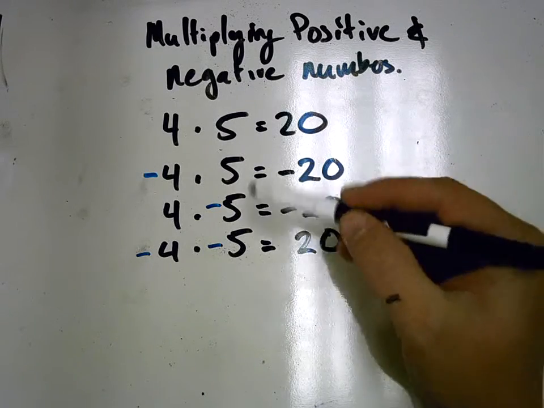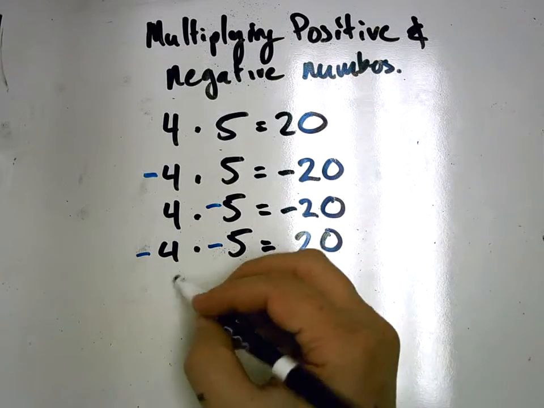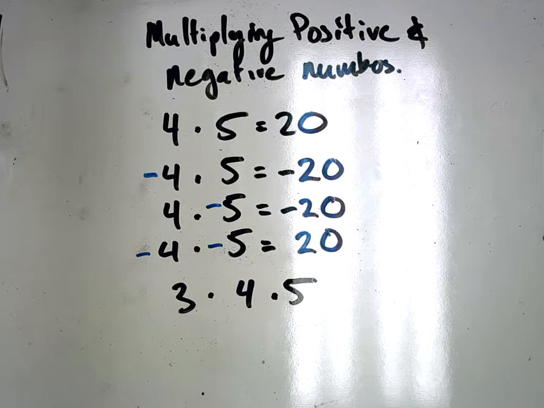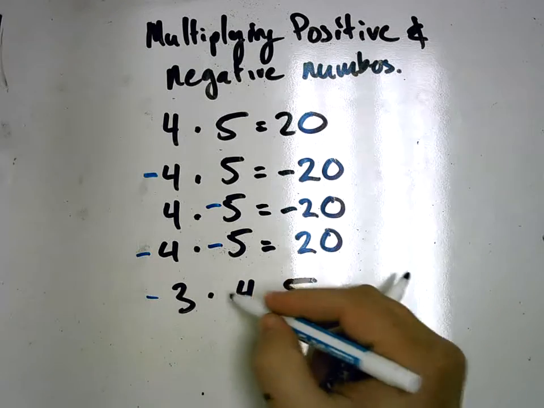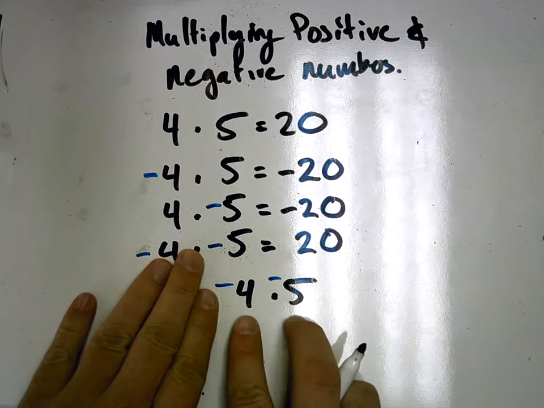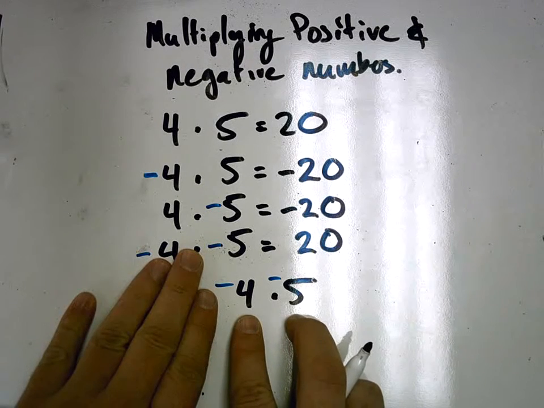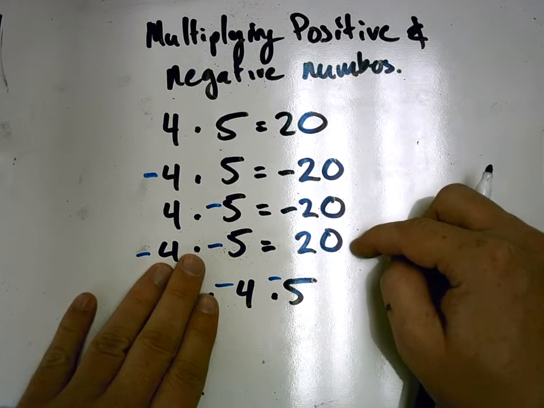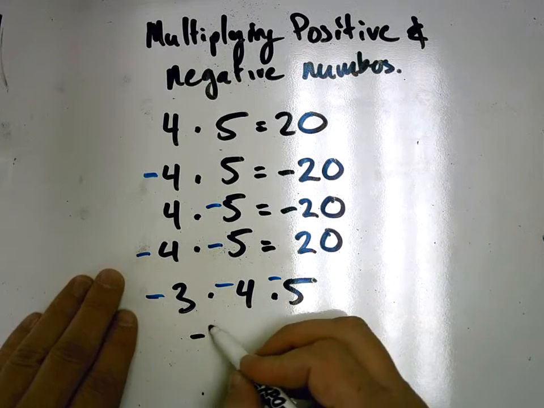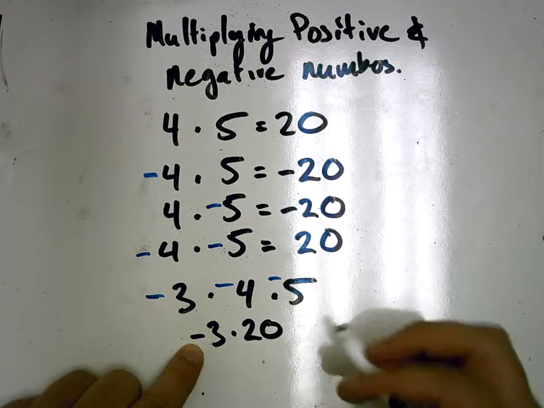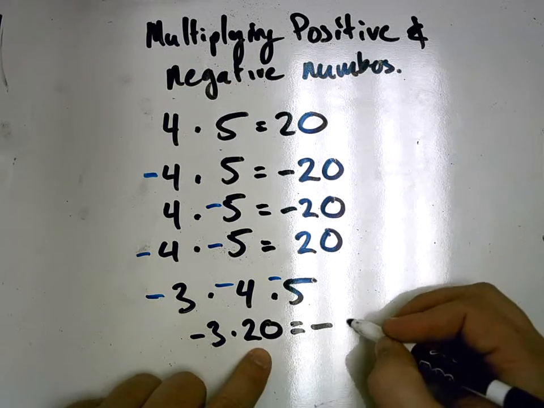It gets a little bit more complex when there are multiple terms. Say I'm multiplying 3 times 4 times 5, and let's say they're all negative. Well, break it down into parts. We know 4 times 5 is 20. A negative 4 times negative 5 is positive 20. So what this really looks like is negative 3 times positive 20. A negative times a positive is negative. 3 times 20 is 60.